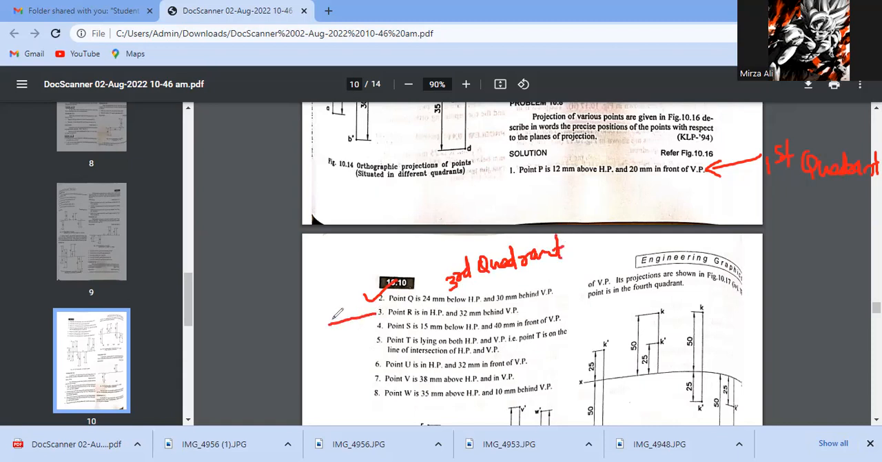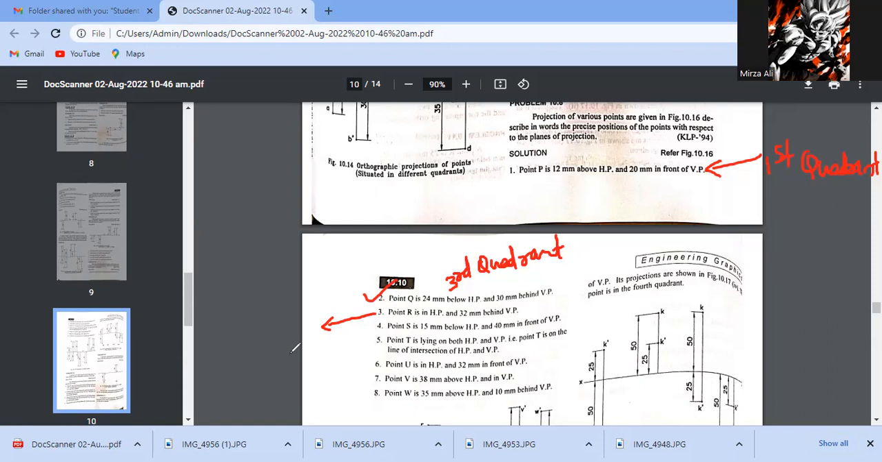Then write question number three. Point R is in HP and 32 mm behind VP. Tell me, which quadrant is this? Sir, it's in HP. Okay. I mean third.